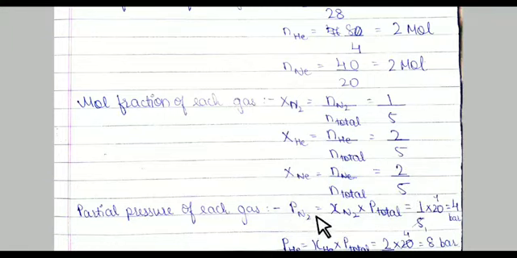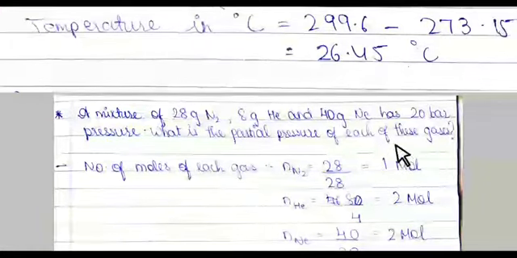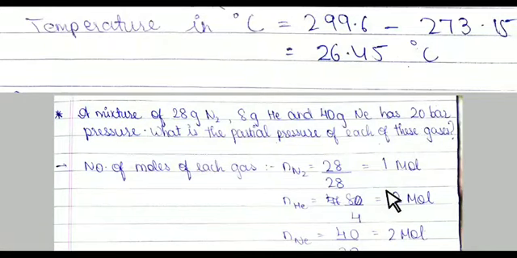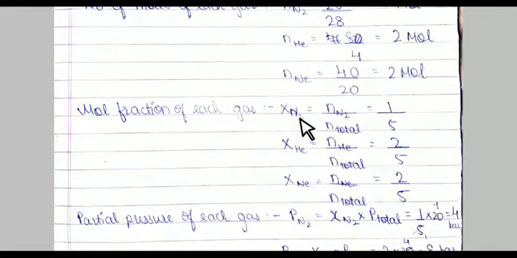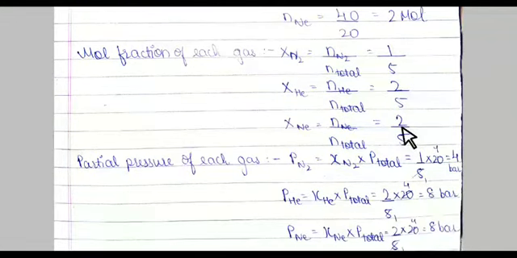First, we calculate the partial pressure of nitrogen. The partial pressure of nitrogen is the mole fraction of nitrogen times the total pressure. The total pressure is already given in the question, which is 20 bar. The mole fraction of nitrogen, which we already calculated, is 1 upon 5. So x N2, the mole fraction of N2, is 1 upon 5, times the total pressure 20. We get the partial pressure of nitrogen as 4 bar.